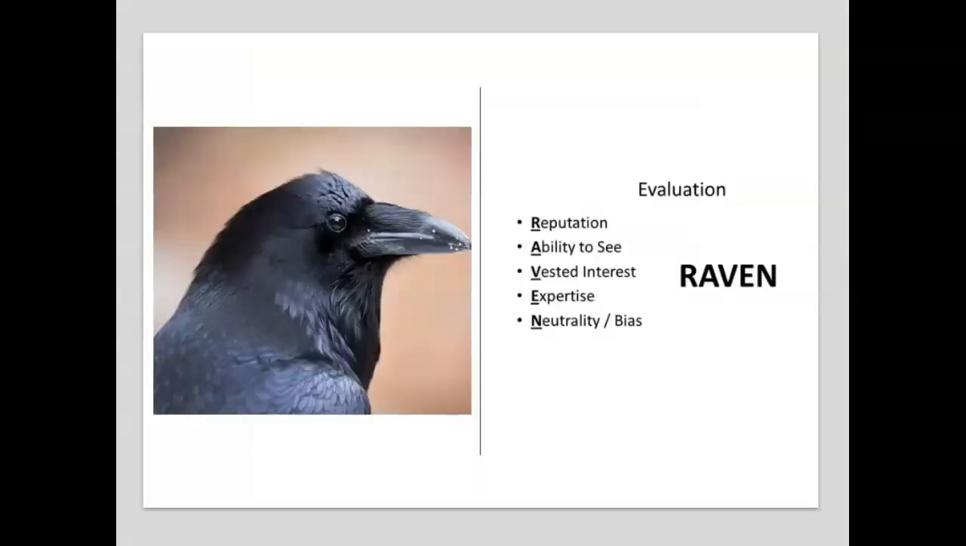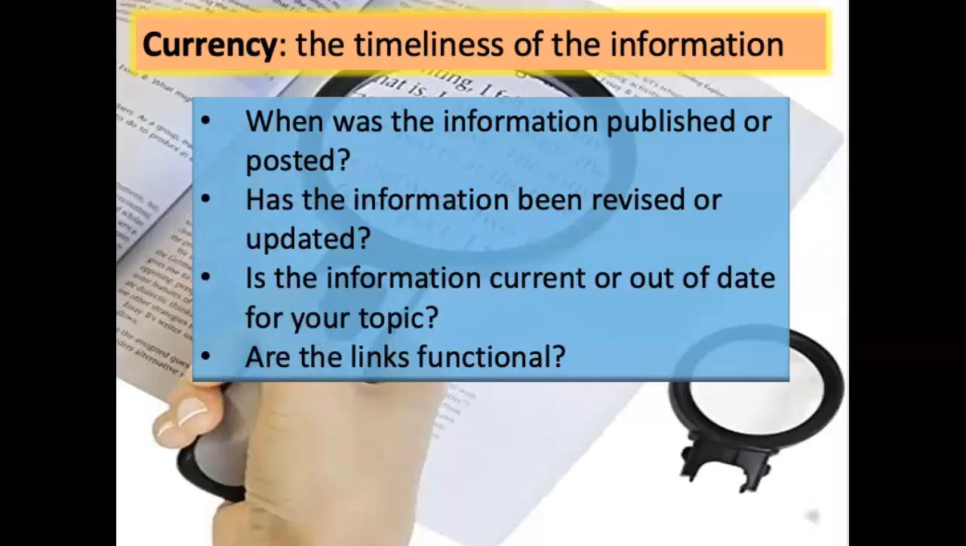Now, in a lot of British schools, they teach the acronym RAVEN, and that stands for reputation, ability to see, vested interest, expertise, and neutrality. Another very good form of critical evaluation is used by the history department, the idea of NOPTC, which those of you who take history will be familiar with: nature, origin, purpose, tone, and context. It doesn't really matter which technique you use. I tend to focus on the CRAAP technique because I have most of my resources on this. So let's have a look at it in more detail.